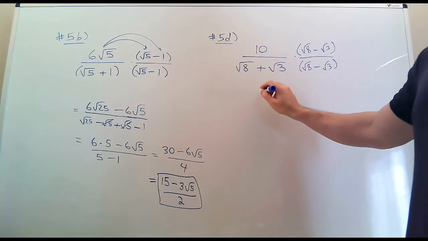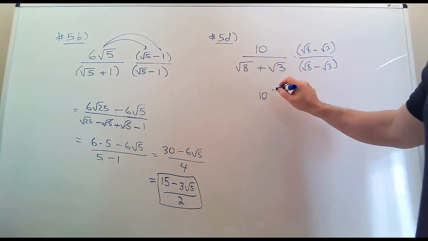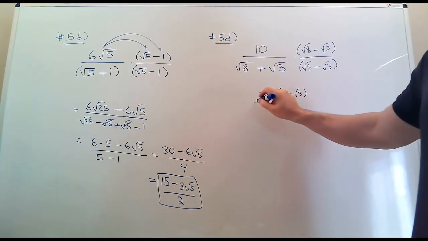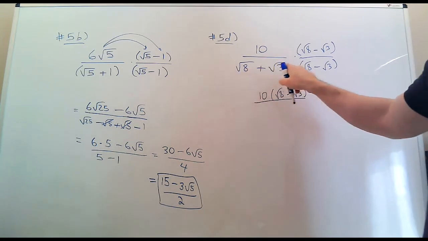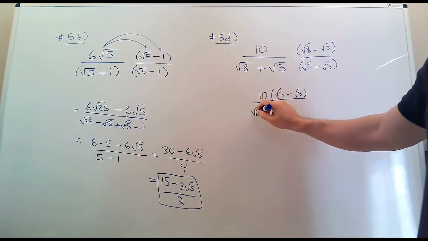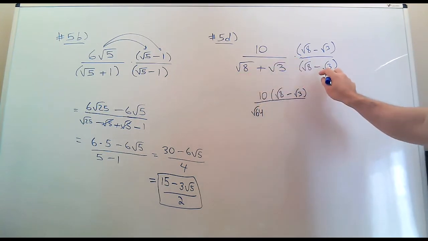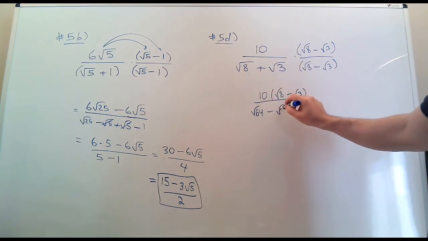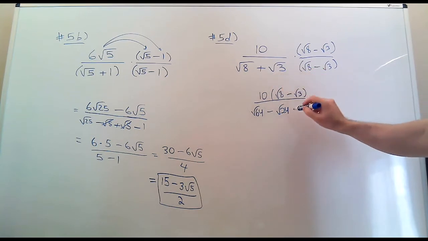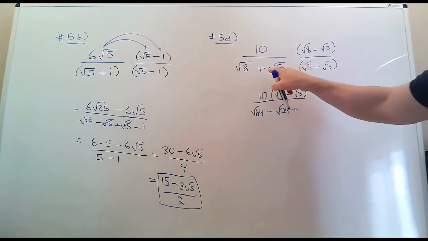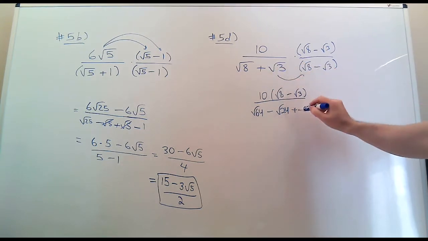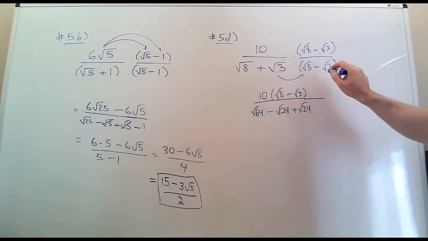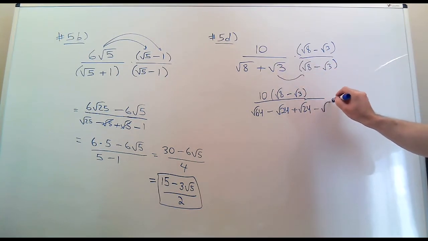Now, same thing as before. On the top, I have 10 times radical 8 minus radical 3. Now, I'm not going to mess with that yet. On the bottom, I have radical 8 times radical 8, which is 64. Radical 8 times negative radical 3. You have to be really careful here. This is negative radical 24. In the middle, the inner, you have positive radical 3 and radical 8. That's a positive radical 24. Whoops, I ran out of room. And then radical 3 times negative radical 3 is negative radical 9.